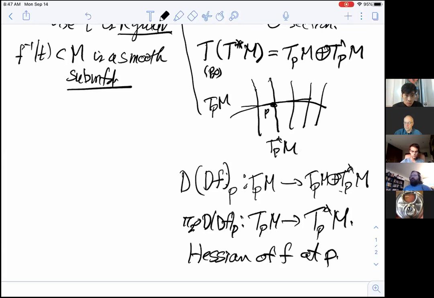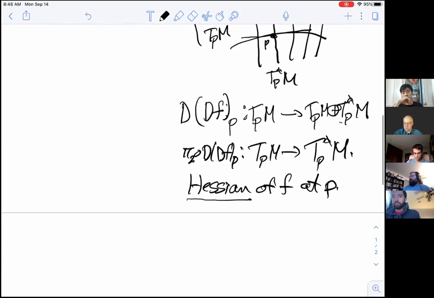But along the zero section, so at a critical point, this decomposition is canonical. It requires no choices. It's independent of any coordinates you use. And that's what gives you the Hessian at this point. Okay.